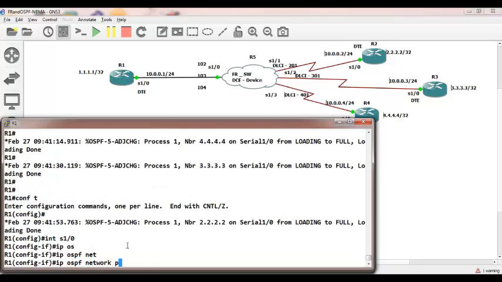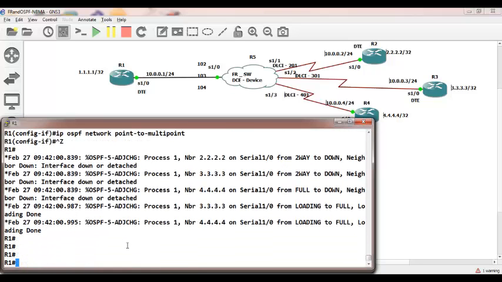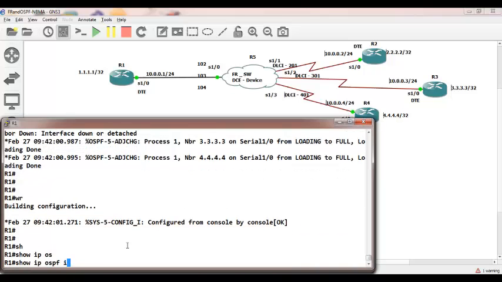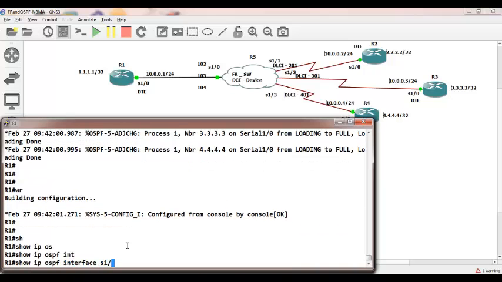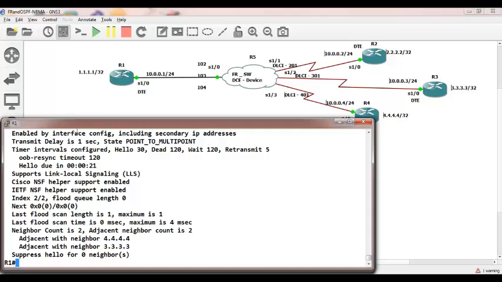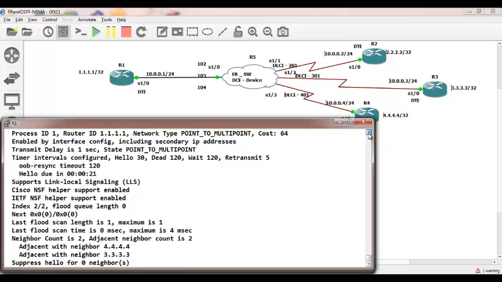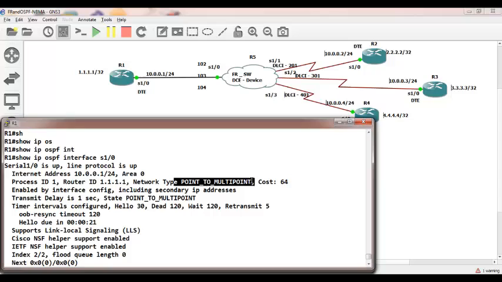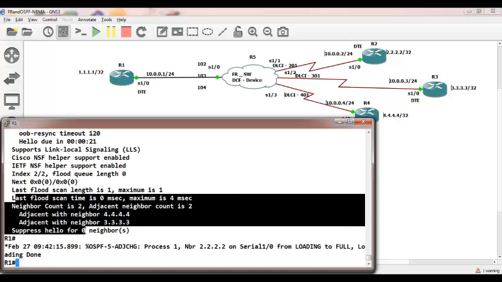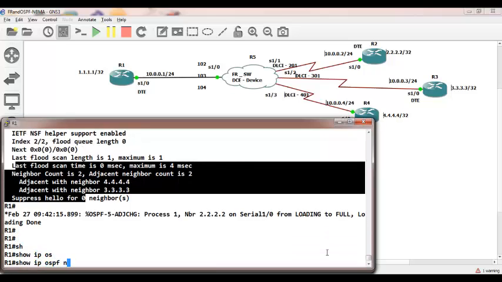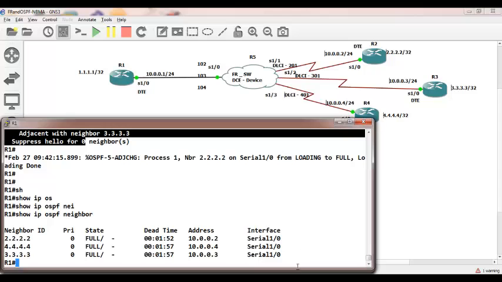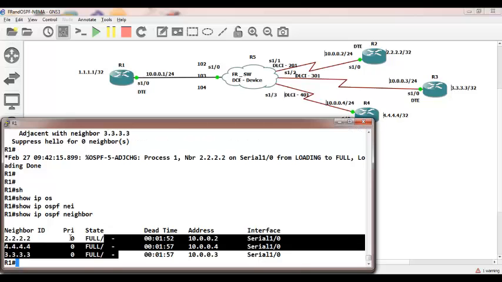Let us verify now. Show IP OSPF interface serial 1/0. You will find the network type is no more non-broadcast. It is point to multi-point. The priority will be 0. There won't be any DR and BDR. That's why there is no mention of DR or BDR. Alright. Now let's verify. Show IP OSPF neighbor. You got 4 neighbors but no DR or BDR. The priorities are 0.